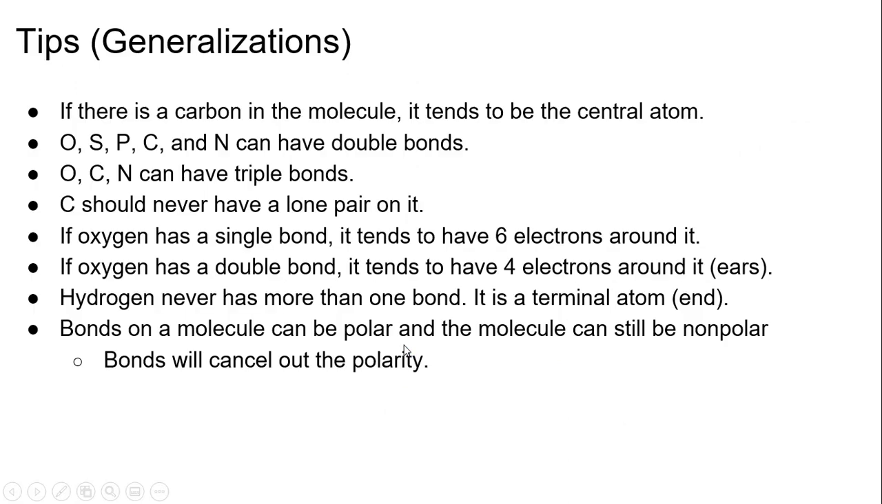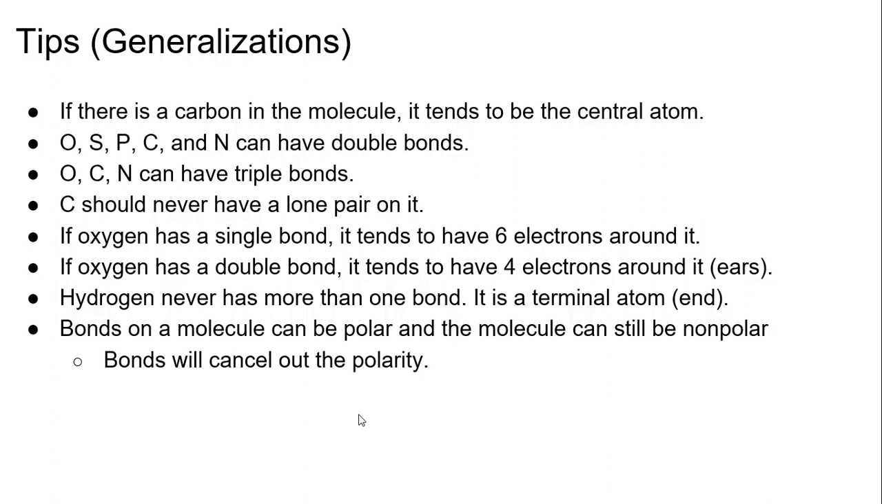Okay? And here are some generalizations, so they don't always apply, but some things that might help you. If there's a carbon in the molecule, it tends to be the central atom. Oxygen, sulfur, phosphorus, carbon, and nitrogen can have double bonds. Oxygen, carbon, and nitrogen can have triple bonds. Carbon should never have a lone pair on it. We're not in that chemistry.